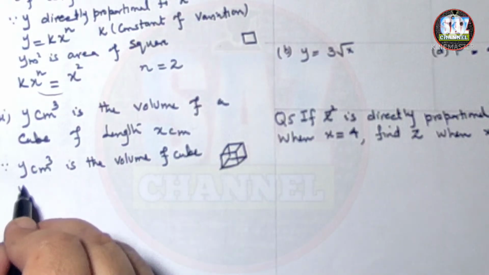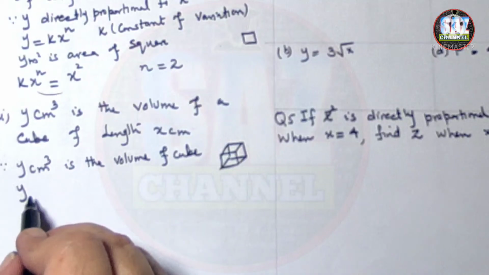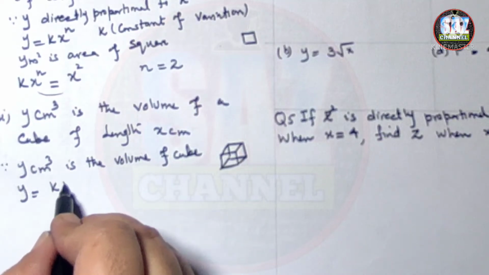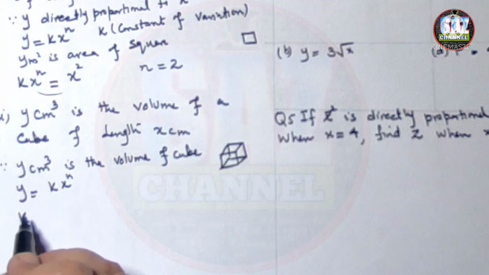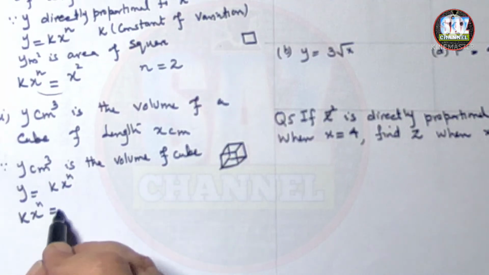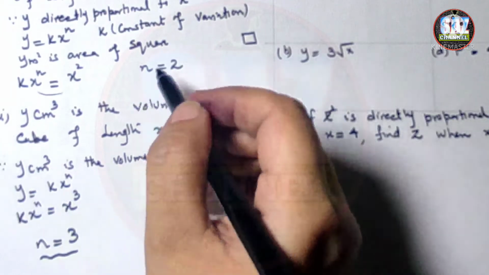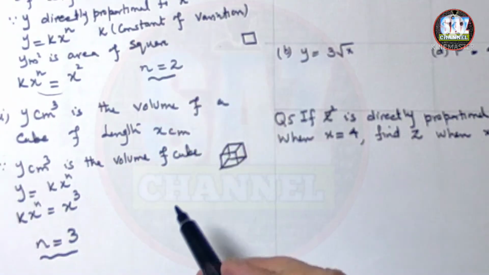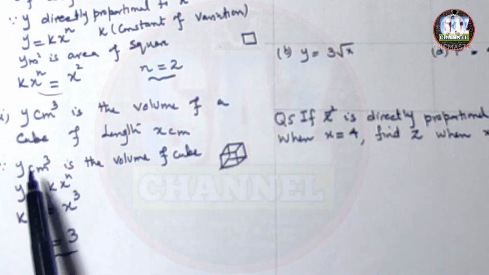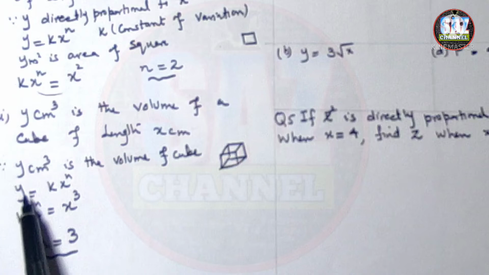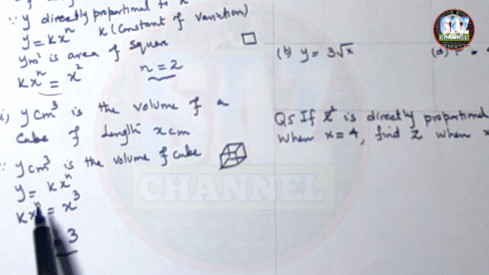So first of all, y will be equal to kx^n, and this kx^n will be equal to the volume of cube, which is x cube. So the value of n equals 3. I hope these are logic questions. You have to support the working with the help of logic, that y centimeter cube is the volume of cube. So the constant of variation equation will be equated by the formula for the volume of cube, and as the bases are same, index will be equated.